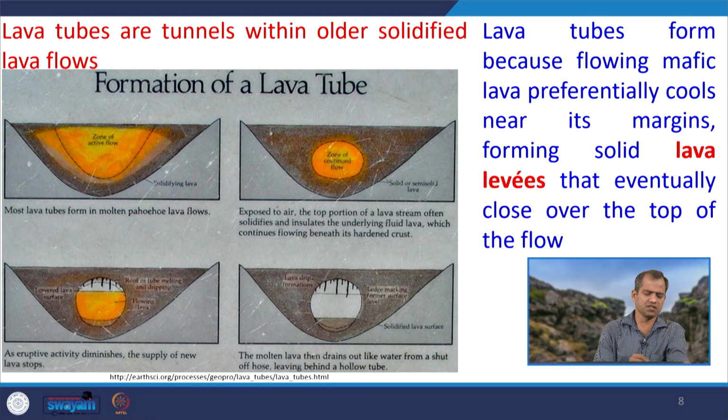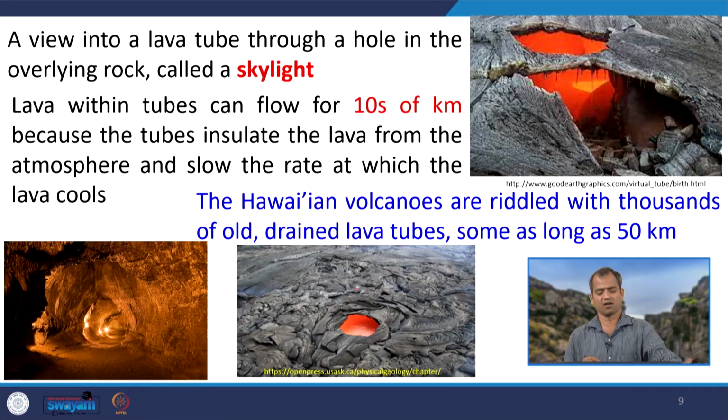For example, if you see here, it is diagrammatically presented very nicely. So, we have a lava flow within a channel. Gradually it is solidified by the atmospheric system, and finally inside it is providing a tunnel, and with time this is also solidified. So, finally we are getting a lava tunnel. Here you can see this lava tunnel very well exposed.